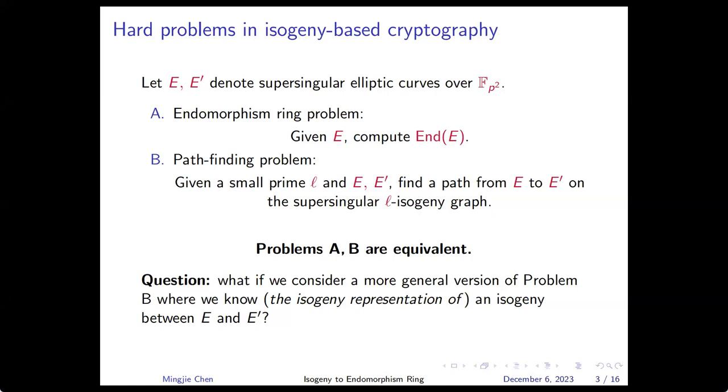So it's natural to wonder about a more general and simpler version of problem B. What if we only consider isogenies instead of l-isogeny paths between E and E prime? Do we still have the equivalence between the two hard problems? The more difficult direction seems to be the following. What if we have the isogeny from E to E prime? Can we recover the endomorphism rings?